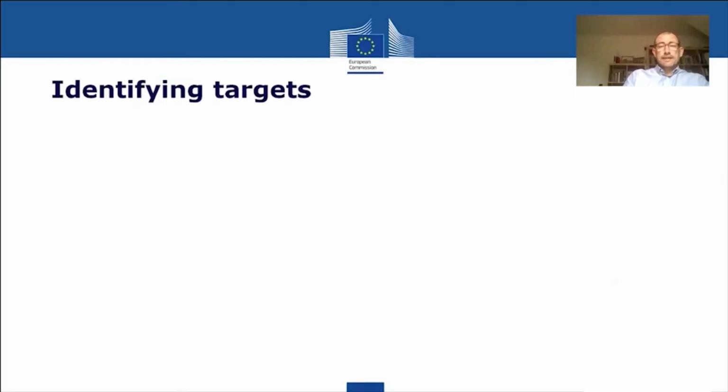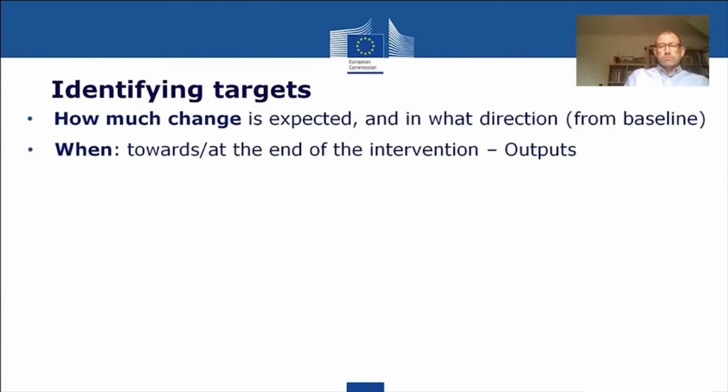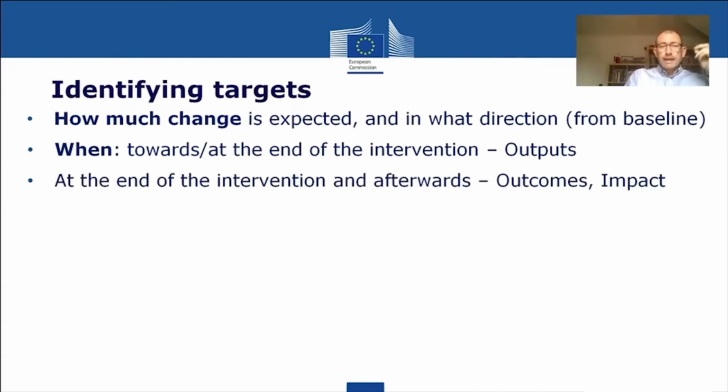Okay, identifying targets. So targets tell us how much change is expected and in what direction. Your target values are set at a particular period. Your targets for your outputs should be achieved towards or at the end of your intervention, because once the implementing partner's finished, they're not going to be giving you any more outputs, that's for sure, unless you give them more money. At the end of the intervention and afterwards, that's when your outcomes and your impact targets should be set.